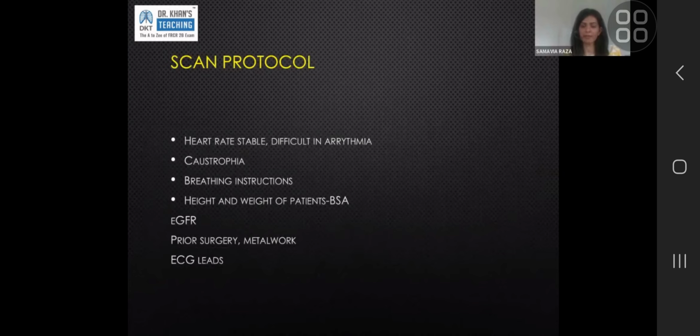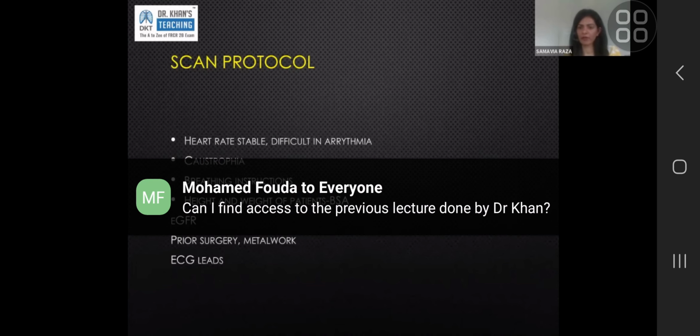The scan protocol in cardiac MR, there is a certain protocol. The protocols are set up in every department. There are routine protocols. They are not changed very often unless the indication or the scan shows an abnormality that requires it. Cardiac MR, same as cardiac CT, needs a stable heart rate, but it is slightly more forgiving of irregularity compared to CT.